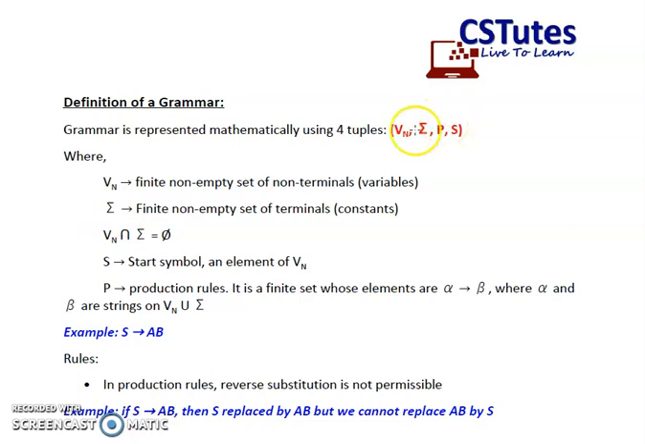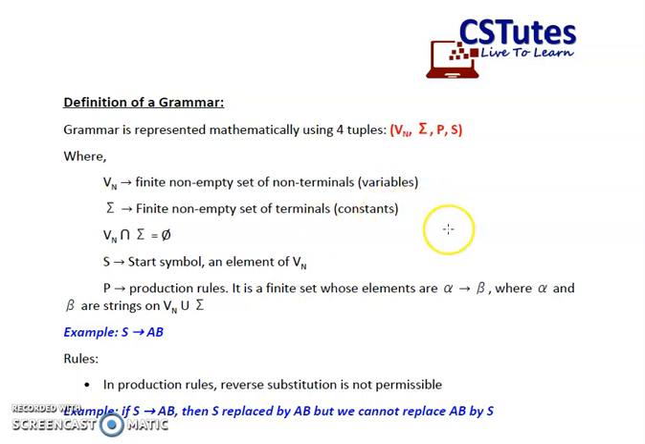Now let's see what is the relation between Vn and Sigma. We can see over here that Vn is a set of non-terminals that are variables. However, Sigma is a set of terminals that are constants. So if we try to find the intersection of the sets Vn and Sigma, then we will obtain phi. That means we will obtain nothing. It will be empty because variables and constants don't have anything in common.